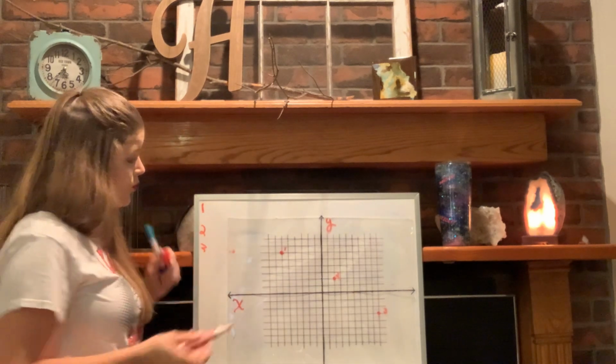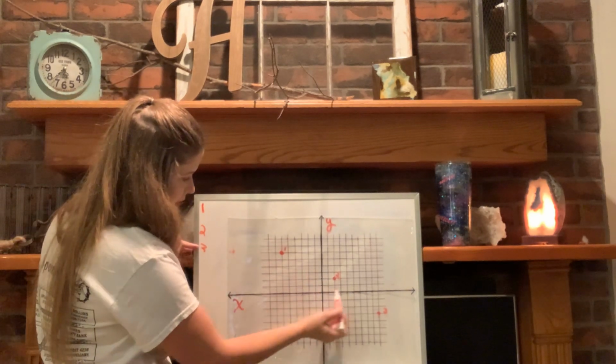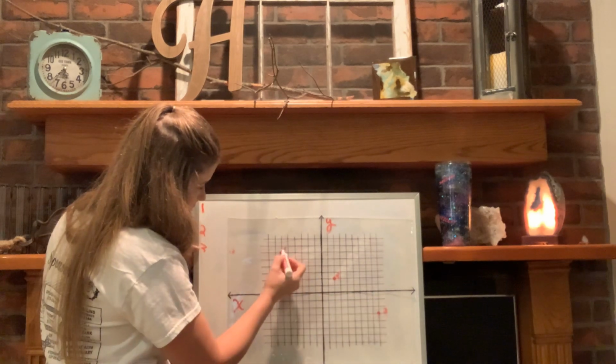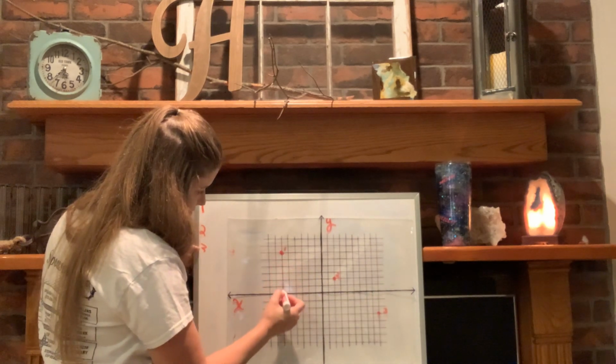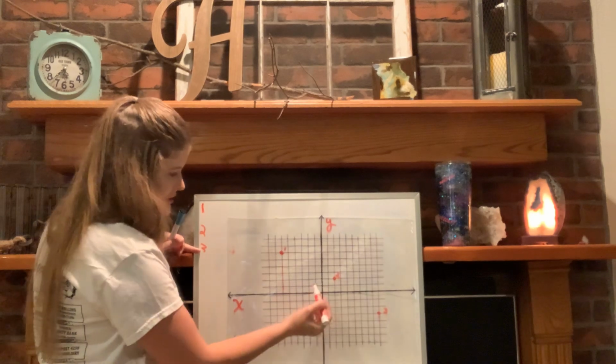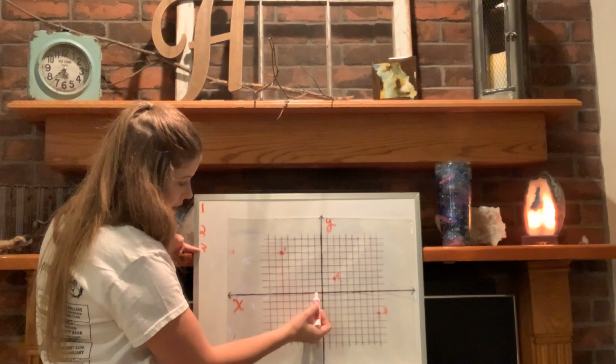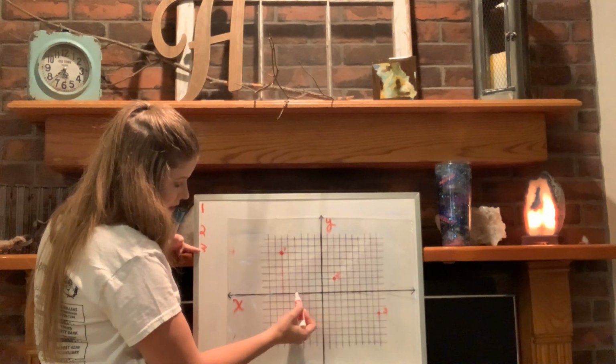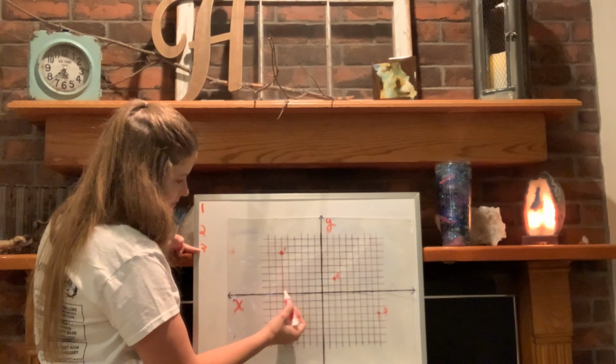Okay? Number 1, start with X. We have to go left and right. So here it is right here. If you need to draw that line, bringing it down, that's okay. You can do that. And let's count over. -1, -2, -3, -4, -5, -6.